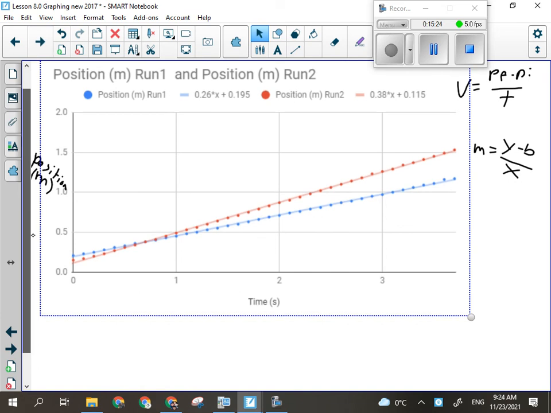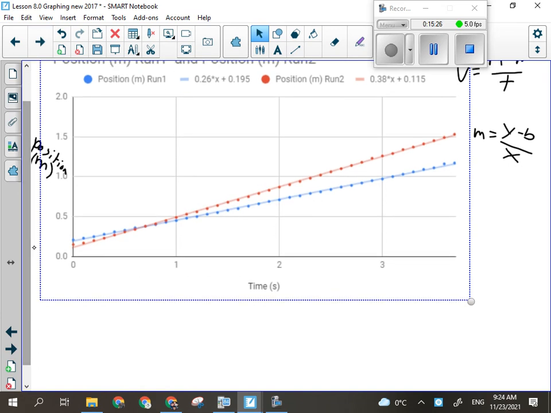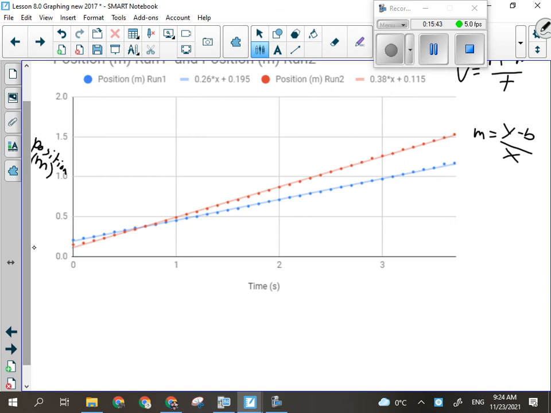Okay, so we need to calculate the final position. So am I calculating y or x? Y, because position is on the y-axis. All right, so I'm solving for y, and I gave you the x value. I told you after 20 seconds. So that means that for the blue one, I'll use blue so we don't get confused.